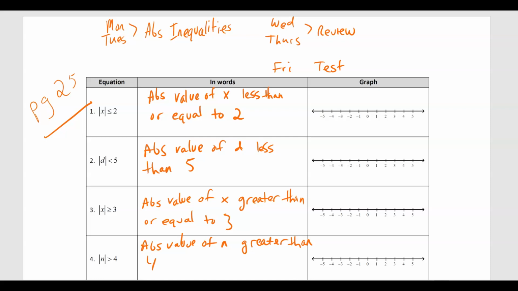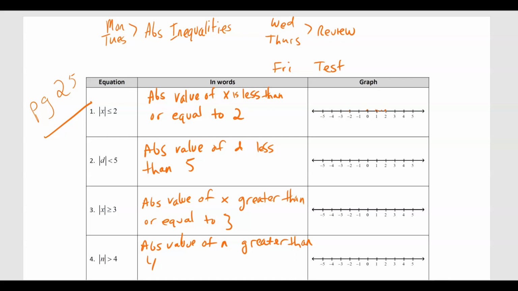But the absolute value, how we read this, is the absolute value of x is less than or equal to 2. So how would we graph this? Well, let's think about things that are less than or equal to 2. Of course, 2 is, because it's equal to it. Any number here, any of the decimals, 1.5, 1.25, 1.1, 1, 0.